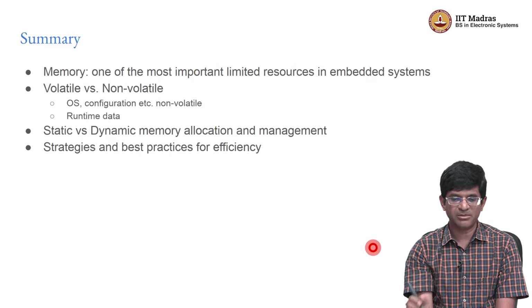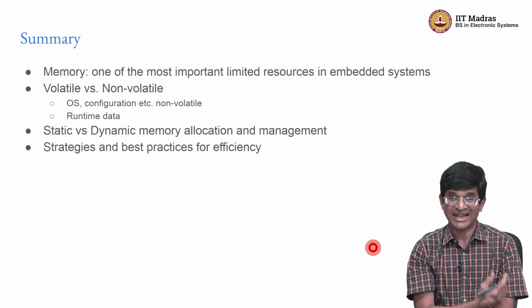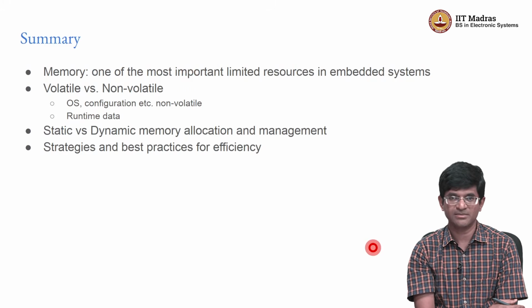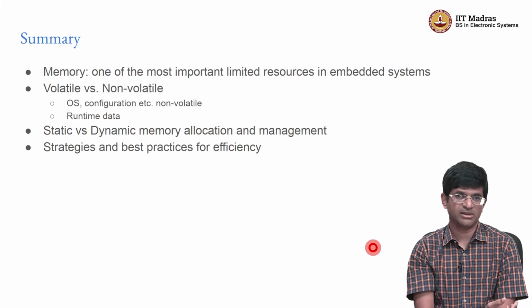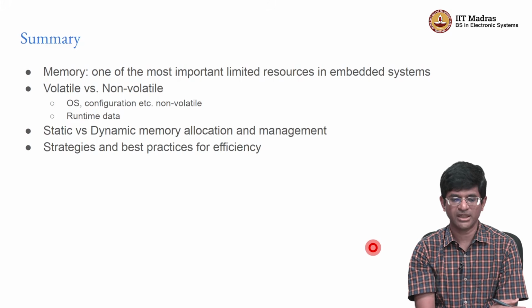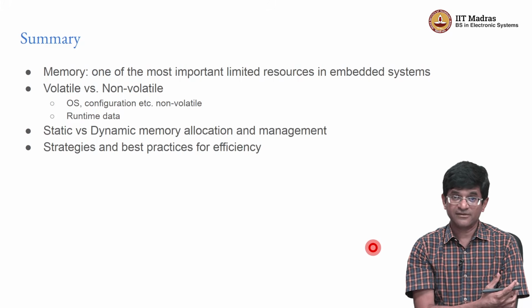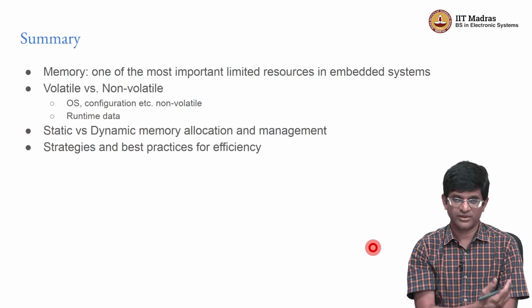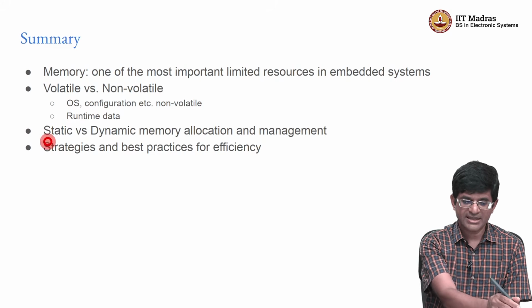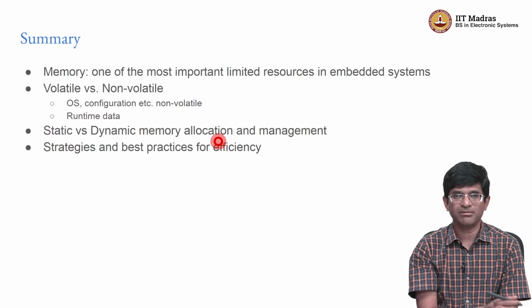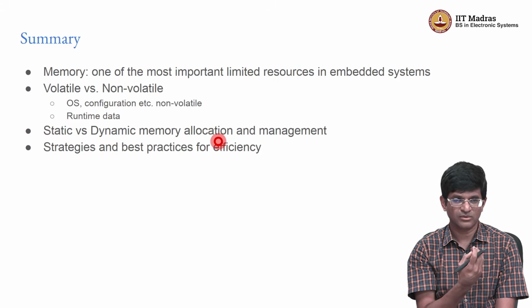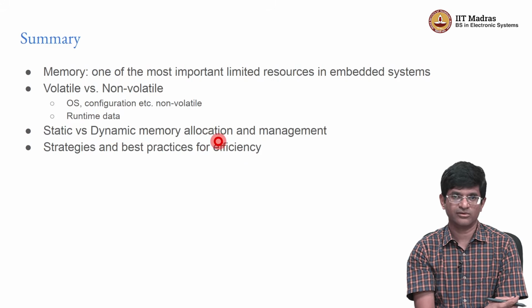So to summarize, memory is one of the most important and limited resources in embedded systems. There are different kinds of memory. The volatile, non-volatile distinction is probably the most important one that we need to keep in mind while deciding what to do with memory. There are many different strategies and best practices for efficient use of the memory, and understanding the difference between static and dynamic memory allocation is one of the key things that are required for actually implementing embedded systems.